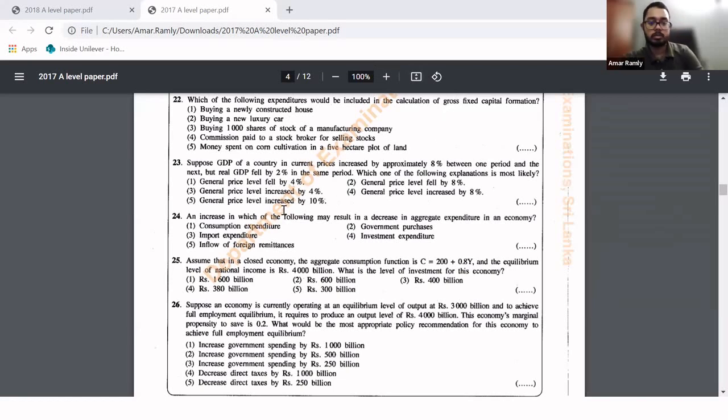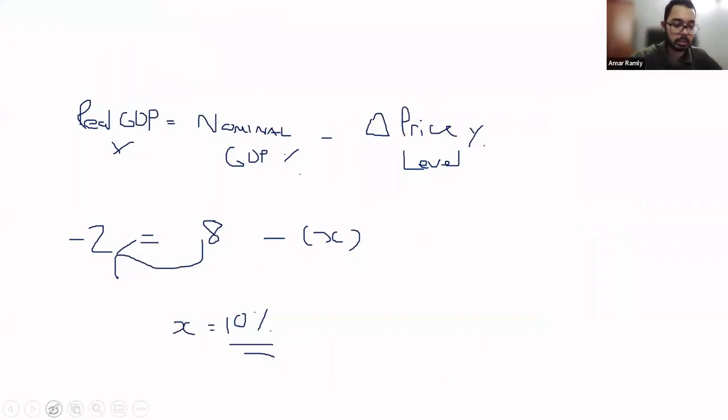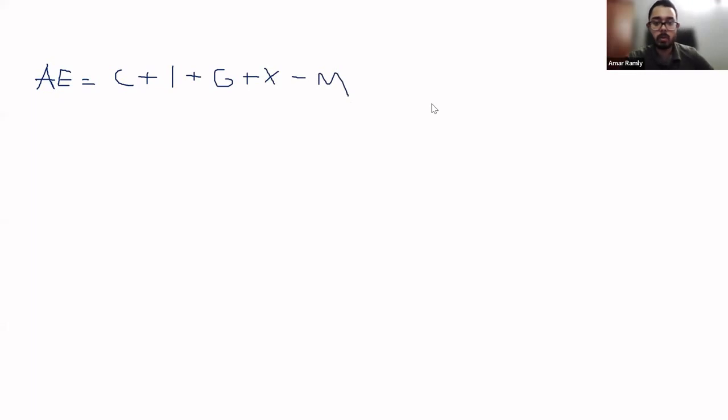Good stuff. Let's have a quick look at how we arrive at the answer here. What are they asking you for? They're asking which increase in which of the following will cause a decrease in aggregate expenditure. First, let's write out the formula for aggregate expenditure to see if one of the options links up to this: C plus I plus G plus X minus M.